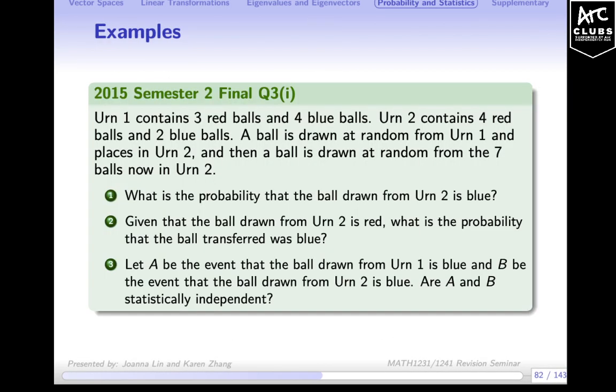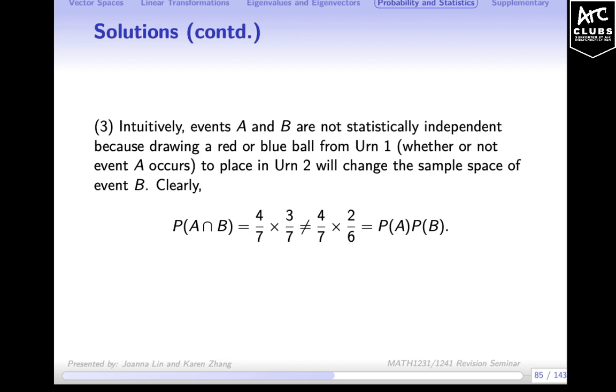The third part is pretty interesting. It says, let A be the event that the ball drawn from urn 1 is blue, and B be the event the ball drawn from urn 2 is blue. Are A and B statistically independent? The answer is no, because if I take a ball from urn 1 and place it in urn 2, I'm changing how many balls there are in urn 2, and also the number of each color. So my sample space is changed, which means they're not statistically independent. You can see it here as well: the probability of the intersection of A and B is not equal to multiplying the separate probabilities.